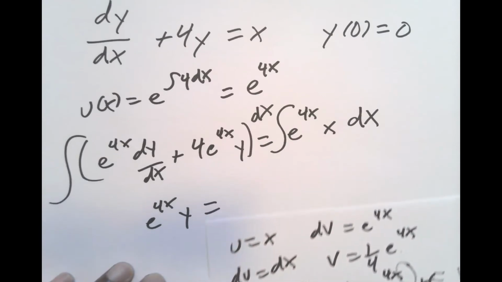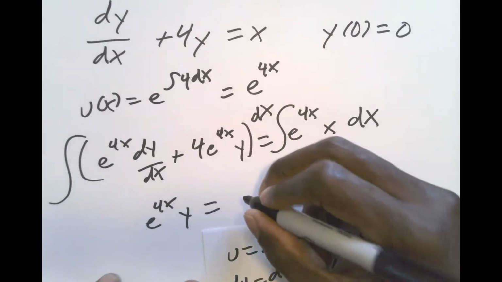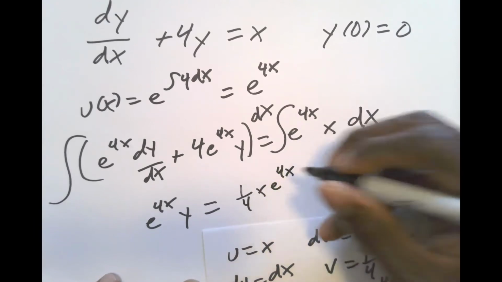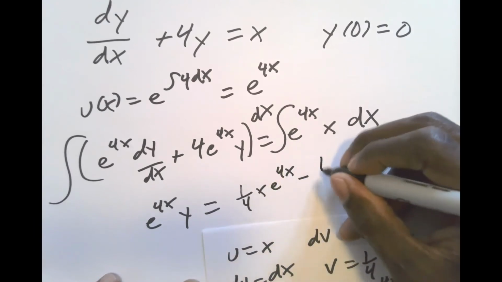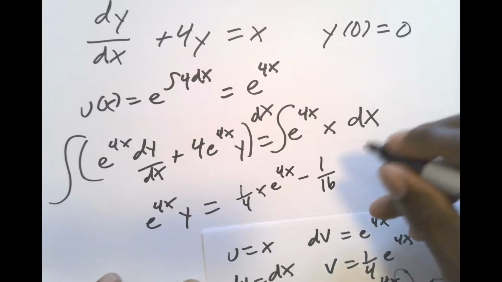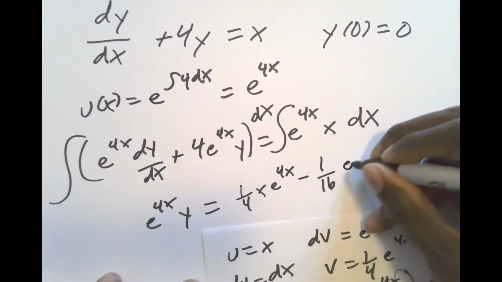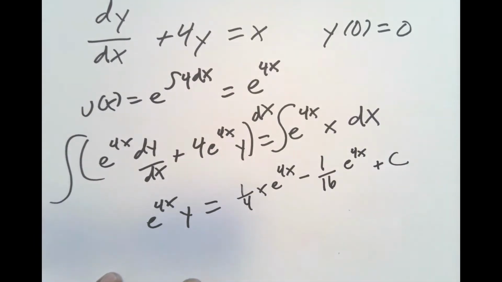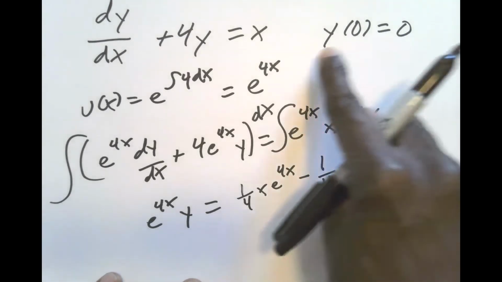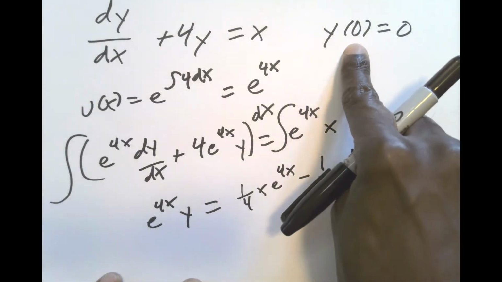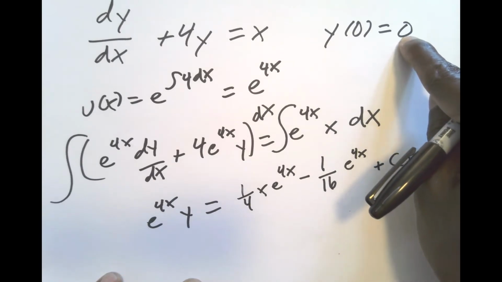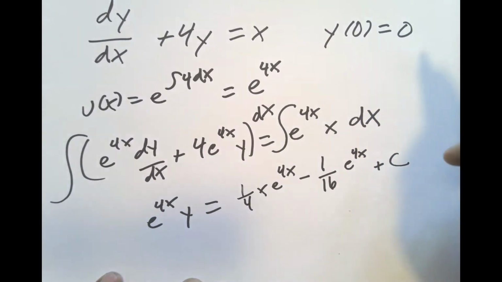So let me write that. This is going to equal 1 over 4 x e to the 4x minus 1 over 16 e to the 4x plus c. Now in this problem, this is an IVP. We have an initial condition where x is 0 and y is 0. So we can use that initial condition to solve for c. Let's use it real quick.